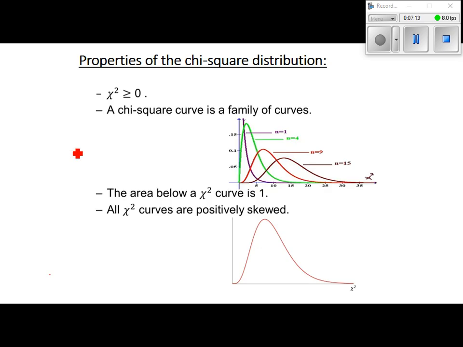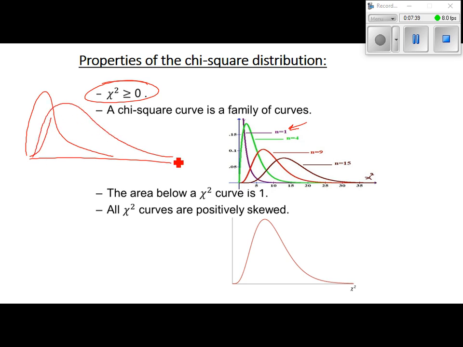So, properties of the chi-square distribution. Your chi-squared is always going to be greater than or equal to 0. It never goes below 0. A chi-squared curve is a family of curves like I was just talking about. The smaller the n, the graph's going to look more like this. The larger the n, then the graph's going to look more spread out.